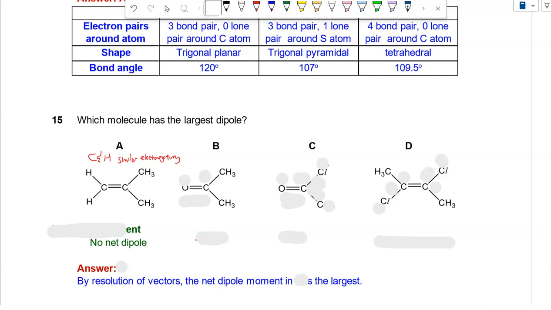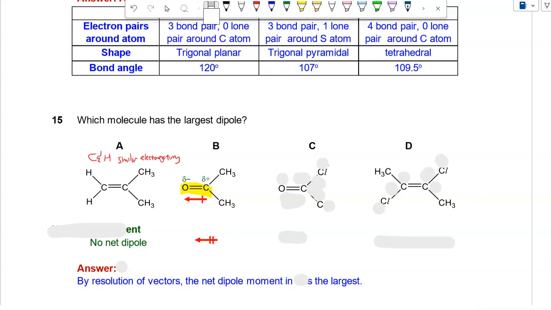Whereas in B, the carbon-oxygen bond will have a delta minus and delta plus because oxygen is more electronegative than carbon. And as a result, you have a dipole moment along the CO bond. And this translates to a net dipole moment that's pointing towards the oxygen. So in this case, you do have a dipole moment.